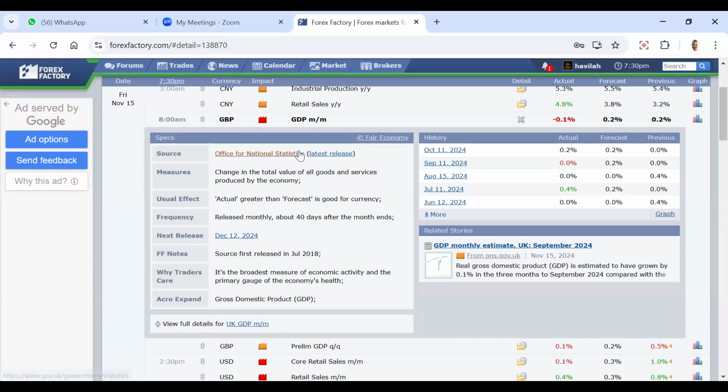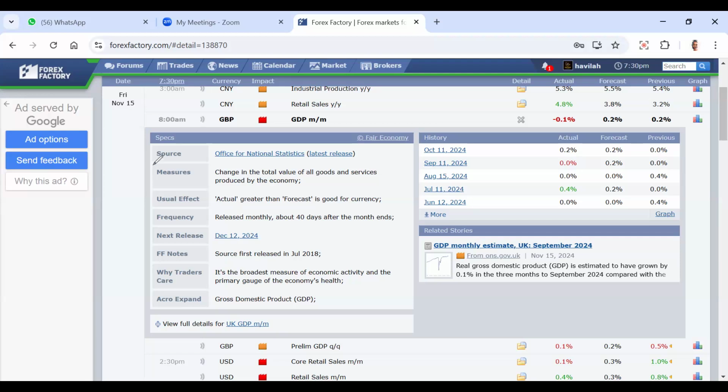Office for National Statistics. So you can go to the website and verify, because you want to be sure of the source where the news is coming from. So if it's coming from a verifiable source, then it means you can trust the news. You can trust the data that will be released. Now, what does this news measure? It measures the change in the total value of all goods and services produced by the economy.